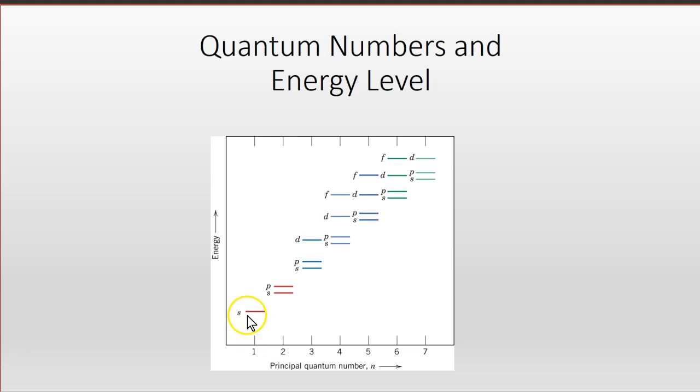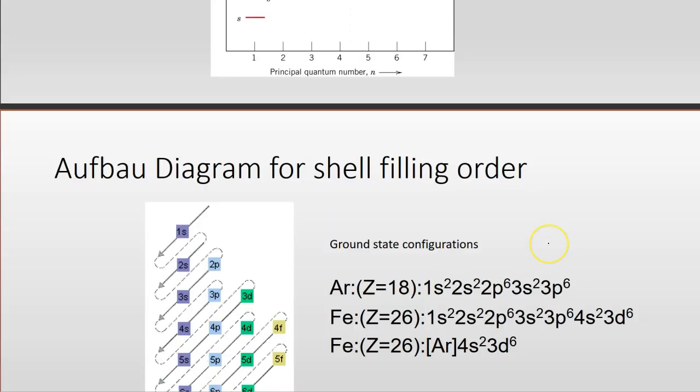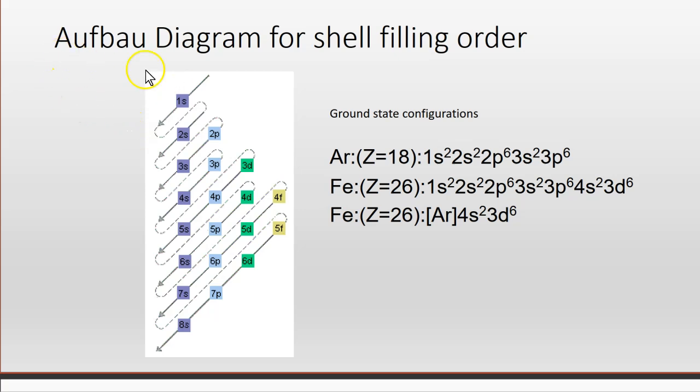Initially, we can see that the energy correlates with the principal quantum number, which it generally does. We can see that the S shell has the lowest energy, and then P, and that's a trend that occurs until we get n equals 3. Here you can see that the 4S shell actually has a lower energy than the 3D shell. This is neatly summarized in an Aufbau diagram for the shell filling order. We can use this diagram to determine the ground state configurations.